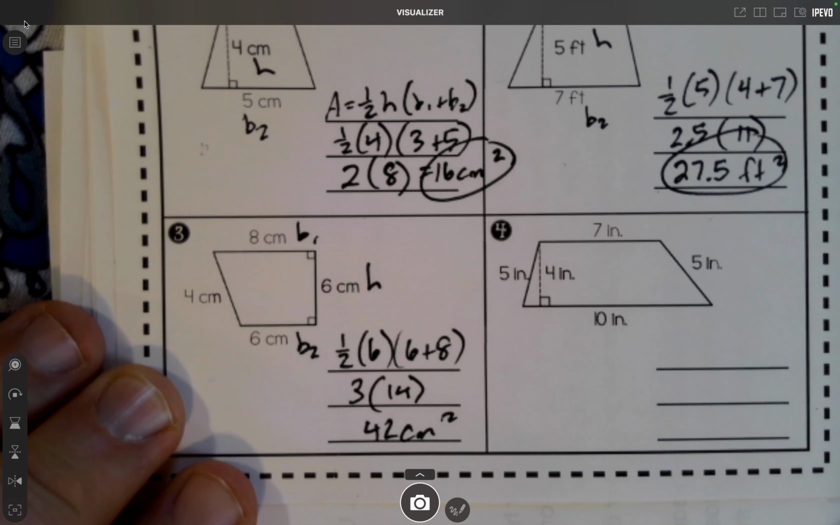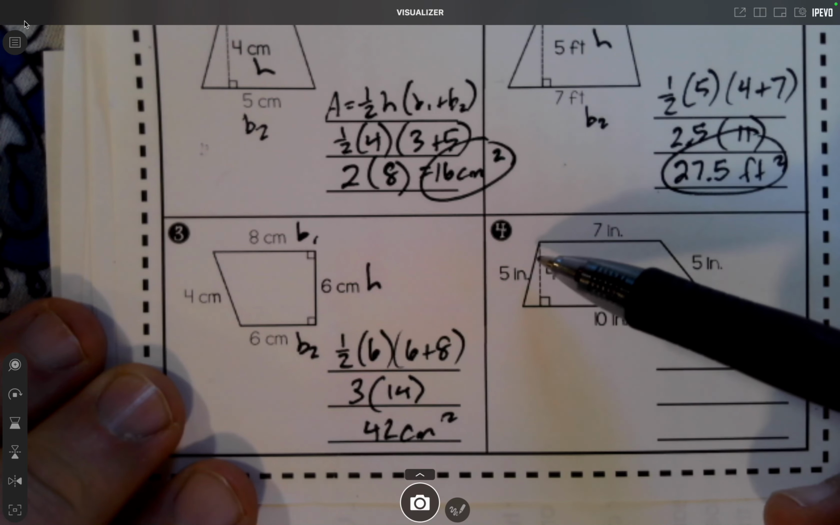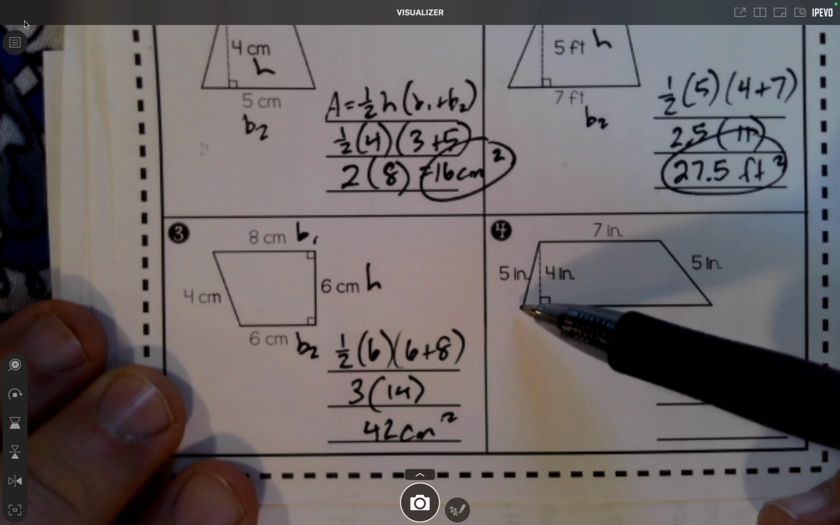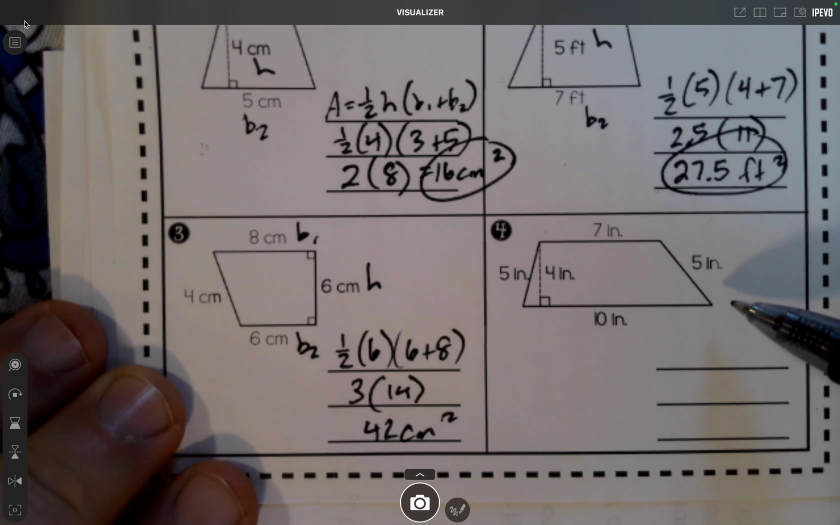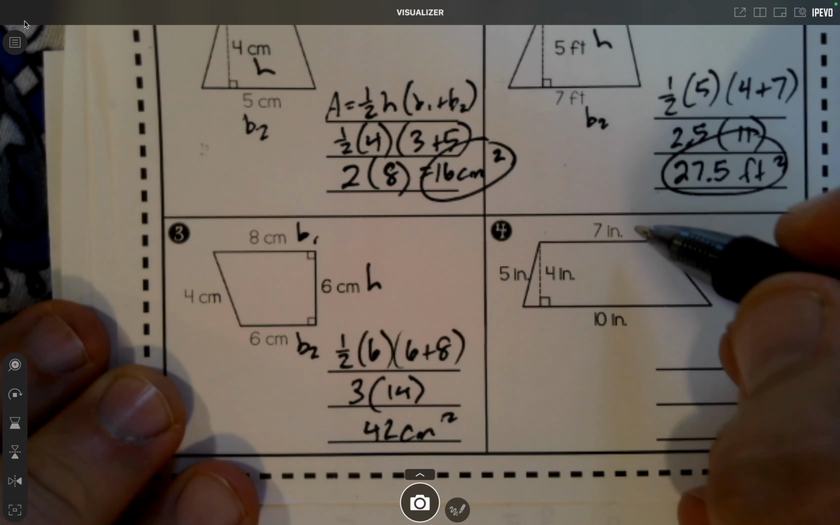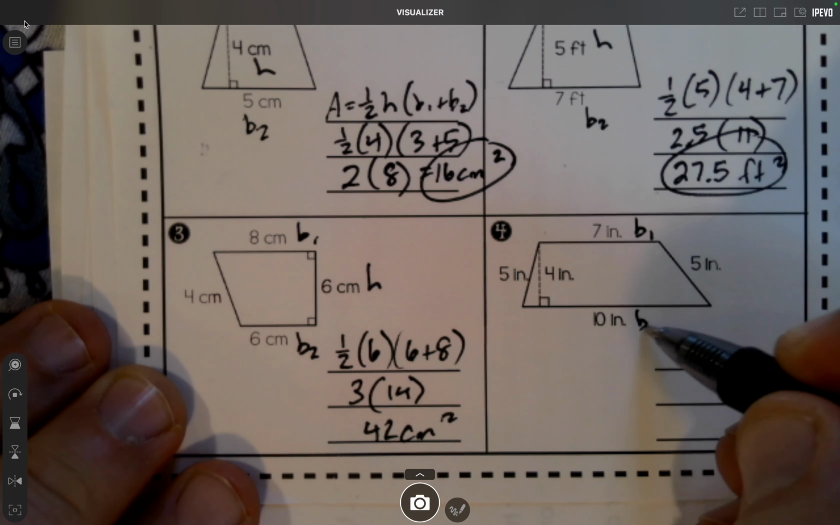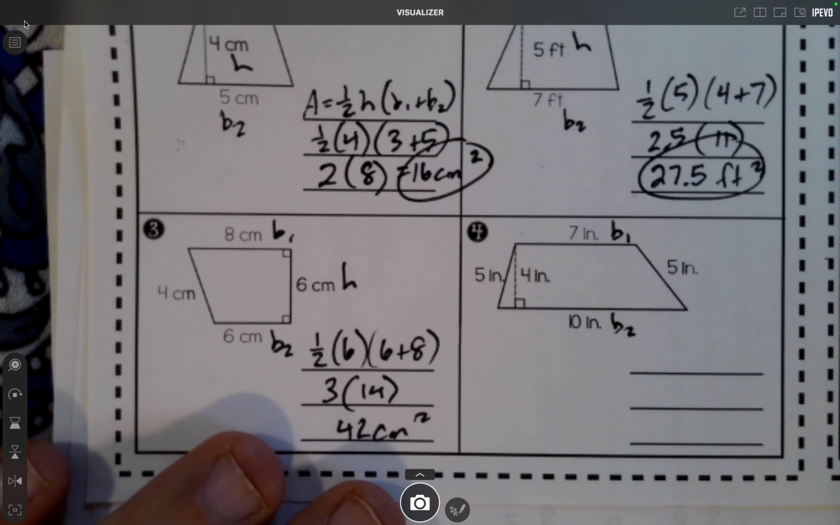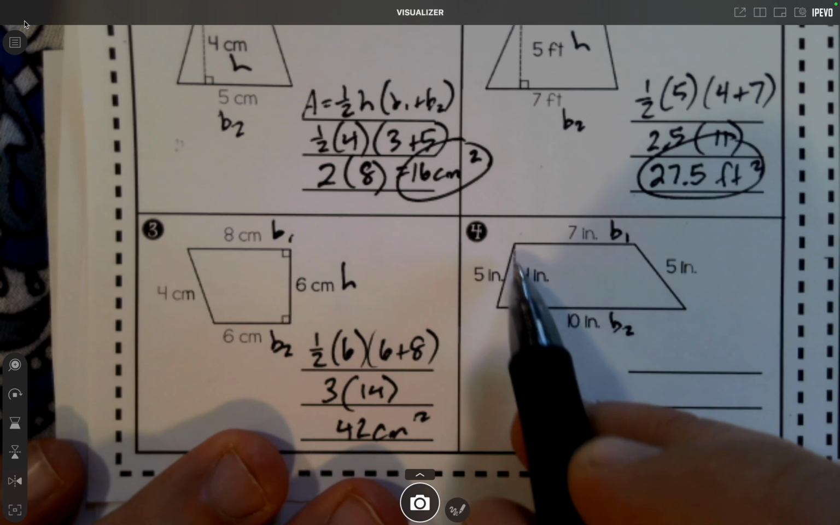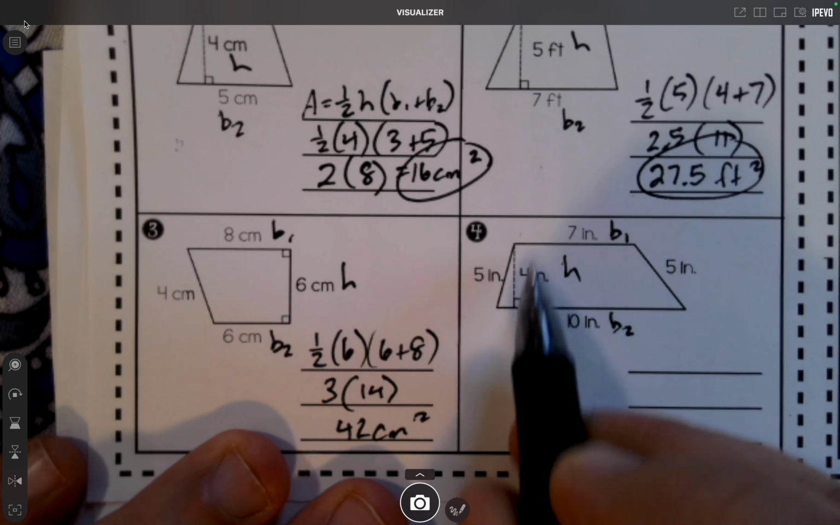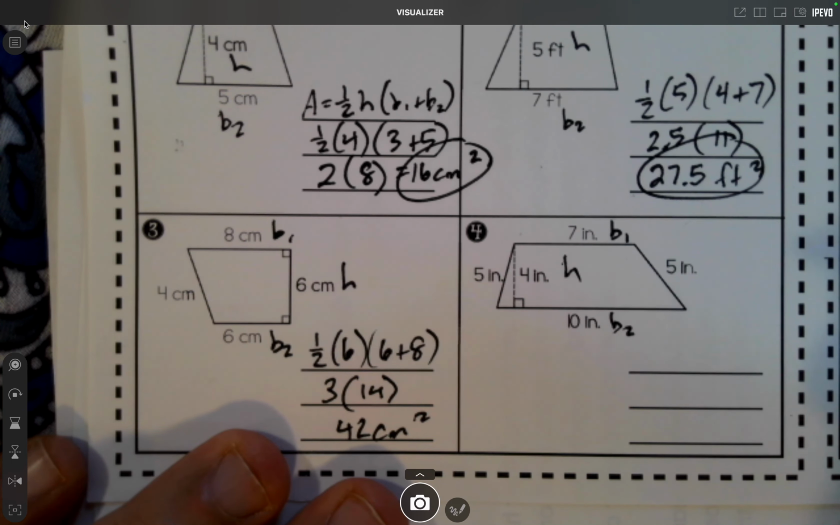Oh, look at this. Here on number 4, we've got 5 numbers, so we got to be really careful. Let's think about bases first. Bases have to be parallel. That is going up and right. That is going down and right. So those are not parallel, but the top and the bottom are parallel. So the 7-inch and the 10-inch are the bases. And the height has to be perpendicular to those bases. So we got to look at this dotted line where the 4-inch is, because it's the one that forms a right angle with the 2 bases.